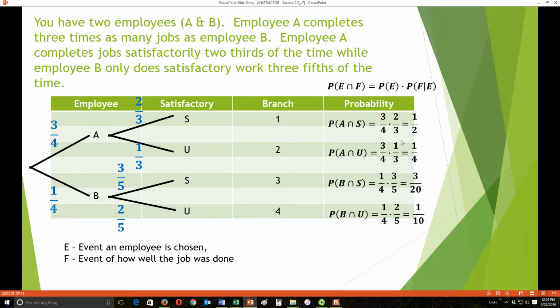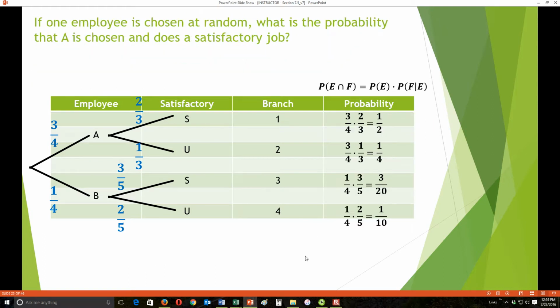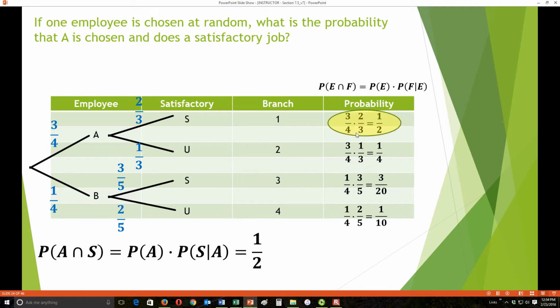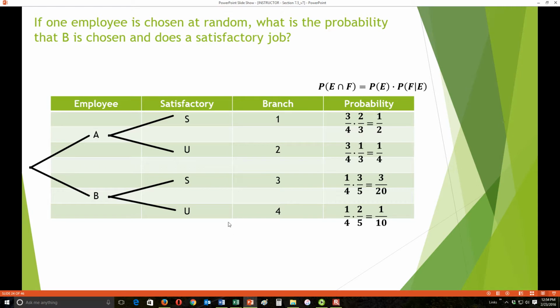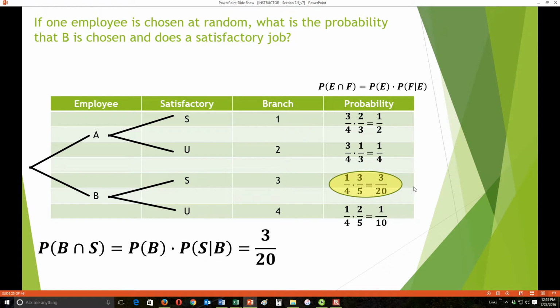Now please note, if we got a common denominator and added up all these fractions, it would be 1, because this represents all our possible outcomes, choosing either employee A or B and having the job be satisfactory or not satisfactory. So if we start asking ourselves questions, what is the probability that A is chosen and does a satisfactory job? Well, we just calculated that right here. It's 1/2. We no longer have to plug in any formulas. We have our tree. Our tree is going to give us all our answers. What is the probability that B is chosen and does a satisfactory job? Well, here's B, here's satisfactory, there's the probability, 3 out of 20.